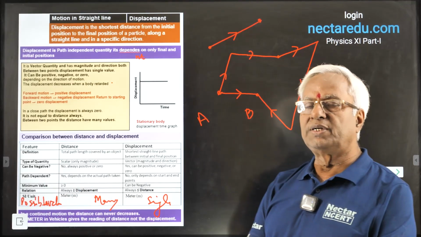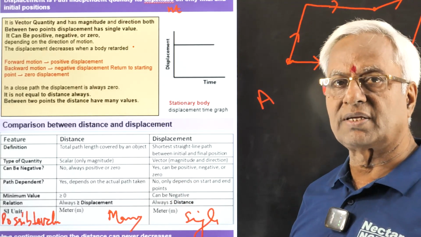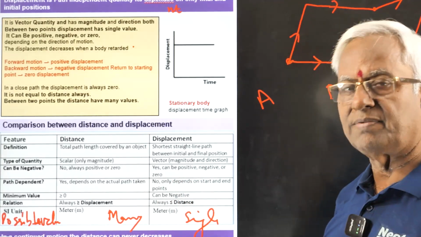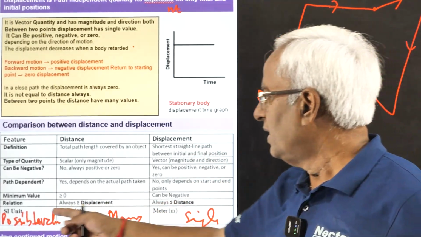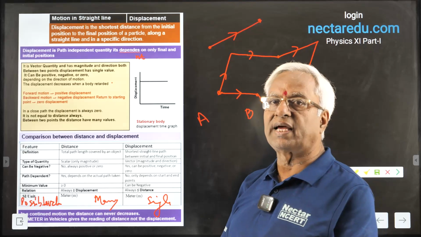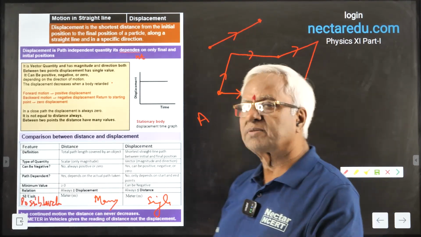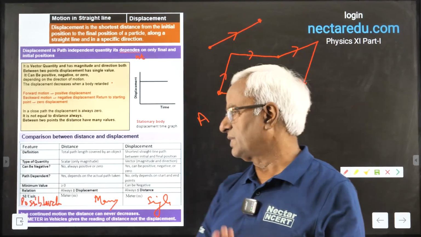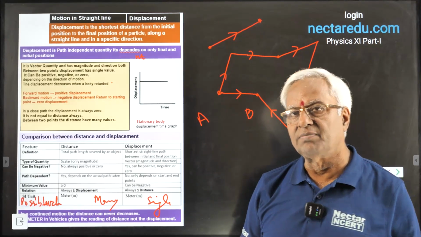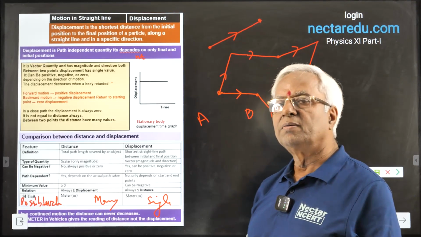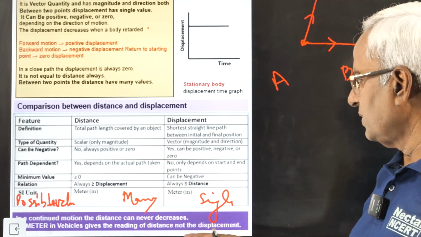Minimum value: distance can only be zero, and that too in the beginning. In fact, once motion is taking place, it cannot even be zero, whereas displacement can be zero, negative and positive as well. Then relation: the distance can never be less than the displacement. This is a point to remember. Displacement can be less than or equal to distance. And regarding possible values, I told you displacement can have only one value, whereas distance can have many values. Finally, in continued motion, distance can never decrease.